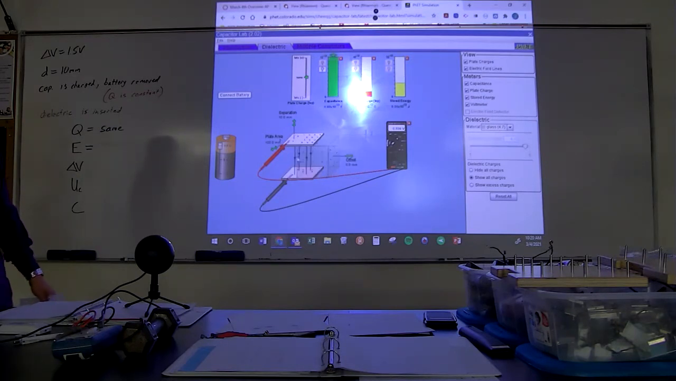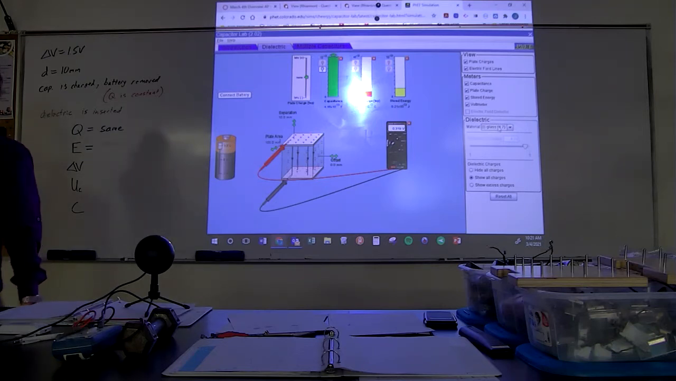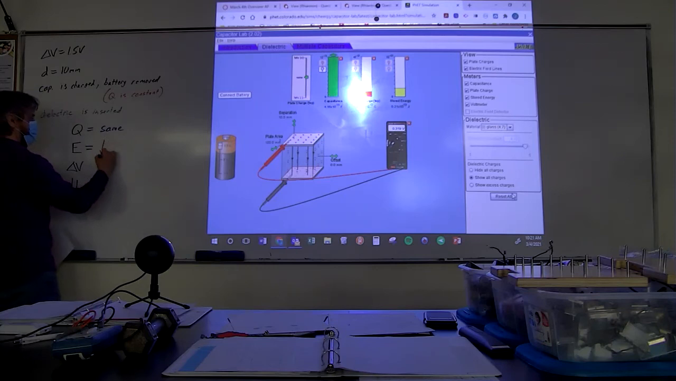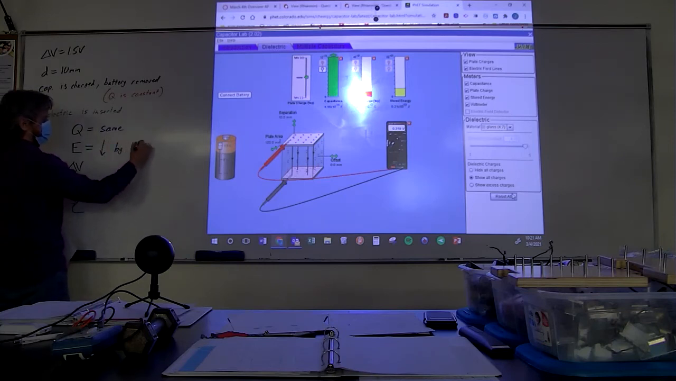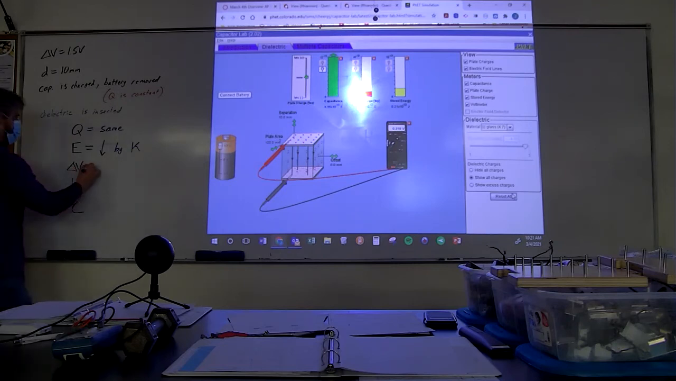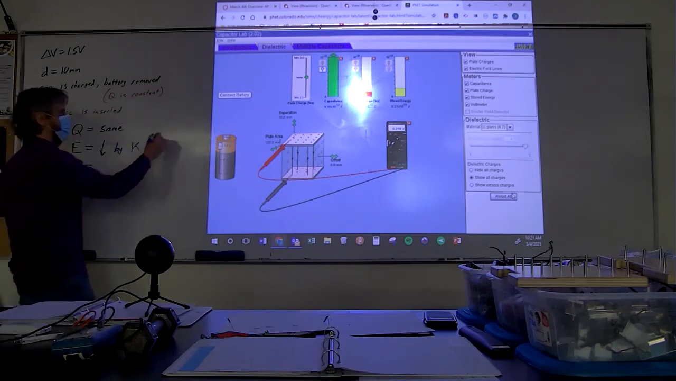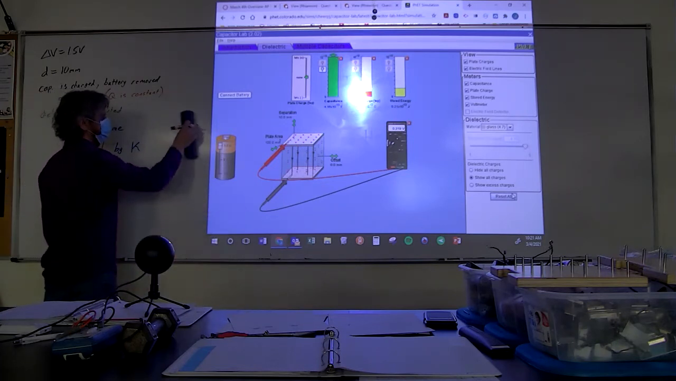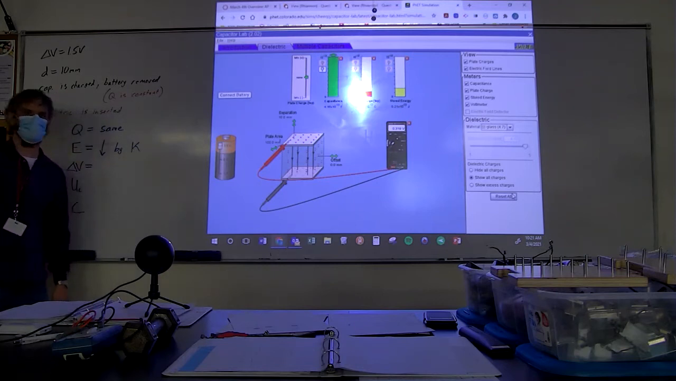So the electric field gets reduced by what amount? By an amount equal to kappa, right? You want your E new, it equals the E original divided by kappa, divided by the dielectric constant. So it goes down by a factor of the dielectric constant. And it's not capital K. It's a Greek letter. It's a weird Greek letter that looks more like that. Okay. It's literally kappa, like the Greek letter kappa.